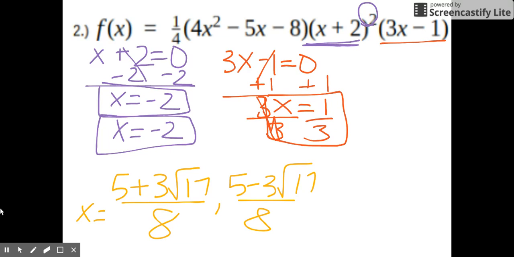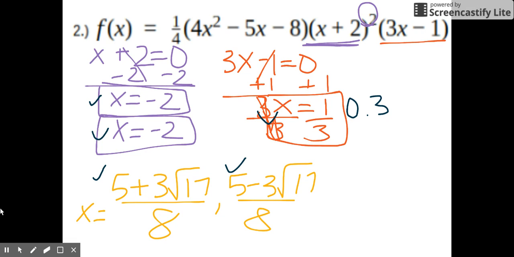Okay, so just like before, it was degree 5, so we should have 5 answers. 1, 2, 3, 4, 5. And in order to graph this, we need to know the decimals for each of these. So negative 2 and negative 2 are fine. 1/3, if I plug that in my calculator, I'm going to end up with 0.3. Then I have to plug in 5 plus 3 square root of 17 over 8 and 5 minus 3 square root of 17 over 8.